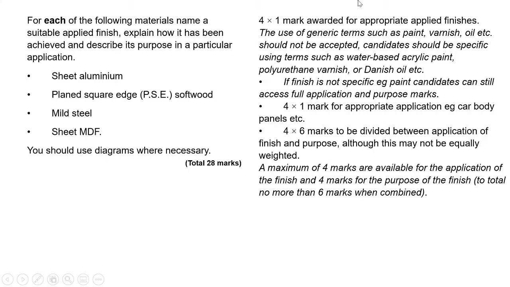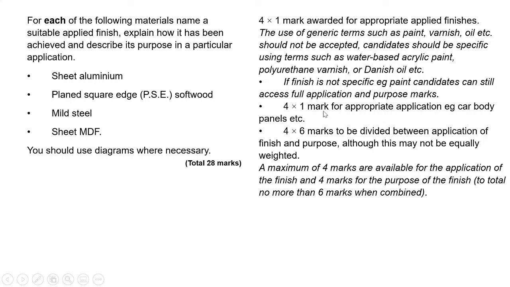Okay, so just going through the mark scheme here. So 1 mark awarded for the appropriate applied finishes, so whatever it may be. These adjunct terms such as paint, varnish, or oils should not be accepted. So you've got to be more specific. You can't just say, "I will just add a paint to it. I will just add a varnish to it." You need to be more specific, because obviously the paint you would apply to a sheet of aluminium will be different to the paint you would add to MDF or to softwood. So you've got to be more specific. And it says like that, so water-based acrylic paint, varnish, Danish oil, etc.